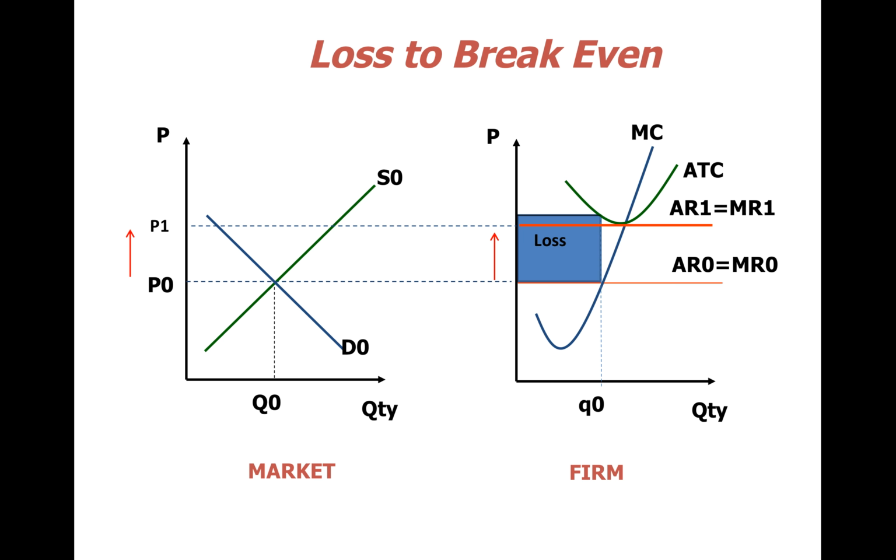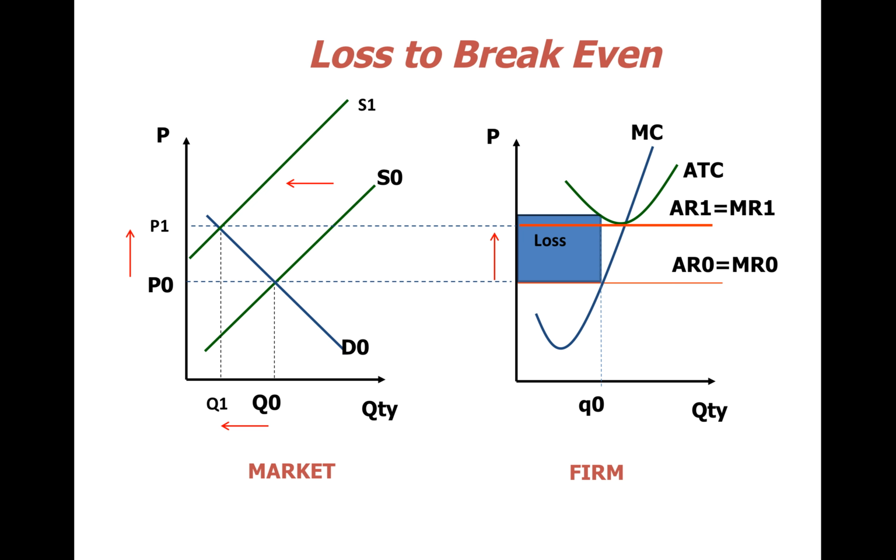To draw in the supply curve, this new supply curve should shift to the left to such an extent that it will meet the demand curve at a new equilibrium price of P1. So S0 will shift to S1. The new market equilibrium quantity will fall to Q1.